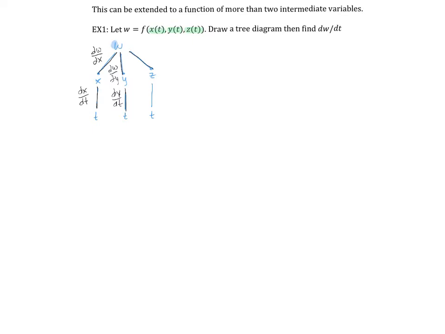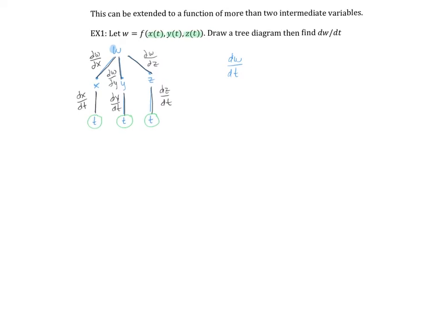W with respect to t is partial, or z, sorry. And then z with respect to t is dz dt. So I have my tree diagram, and I want to find the derivative of w with respect to the variable t. So my variable t is at the end of three branches, so I'm going to need three pieces to my chain rule.